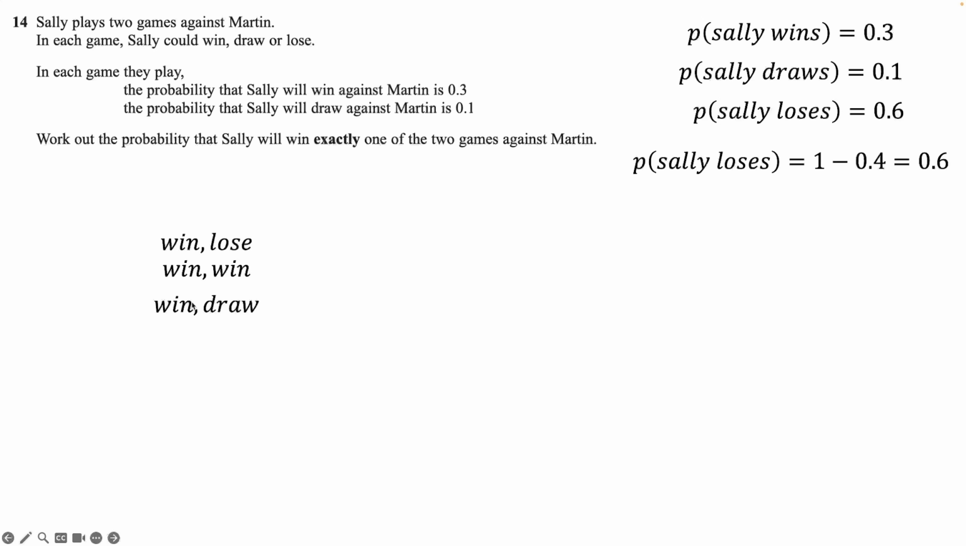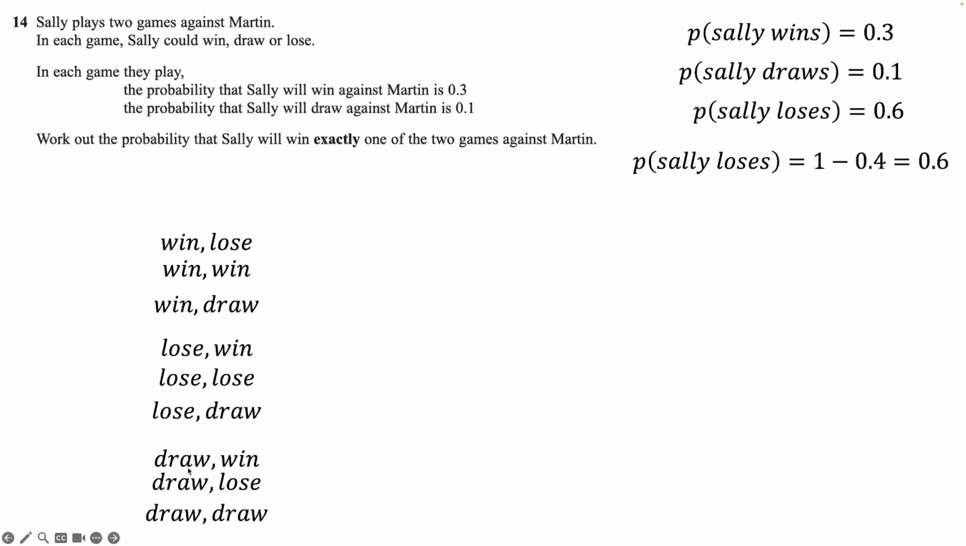Now let's try all the possibilities of her losing first. Well, if she loses first, she can win the second one. She can lose the first one and lose the second one, or she could lose the first one and then draw the second one. So those are all the options for if she loses first. Now the last thing is if she draws first. So she could draw first and then win. She can draw and then lose, or she could draw twice. So these are all the possible outcomes.